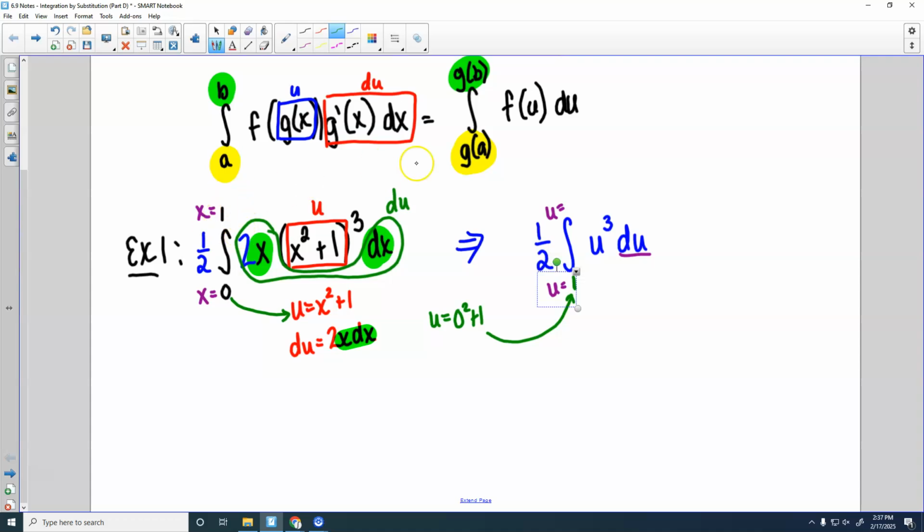Then this top limit right here, we're going to do that same thing. We're going to plug it in for the u. So we'll have 1 squared plus 1, which will give us 2 that goes here.